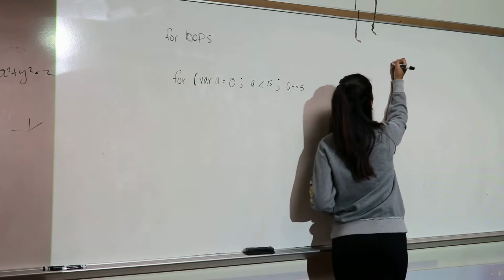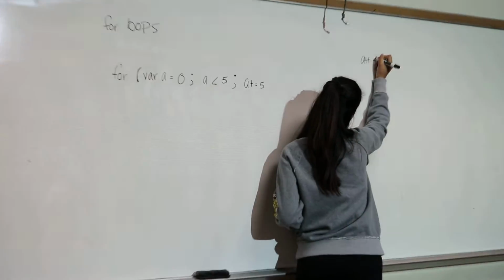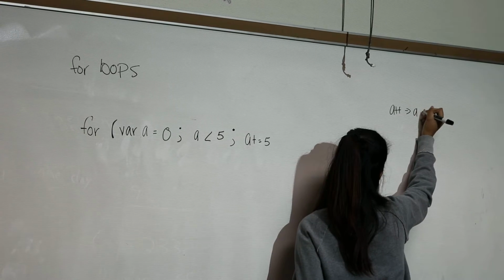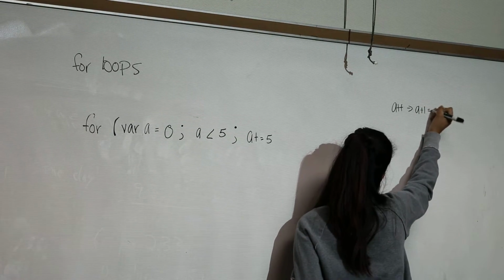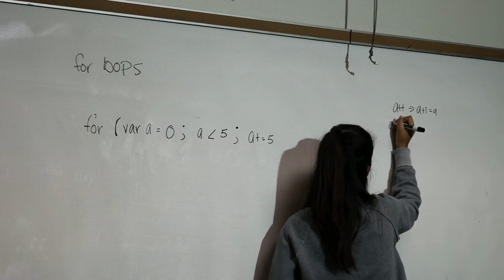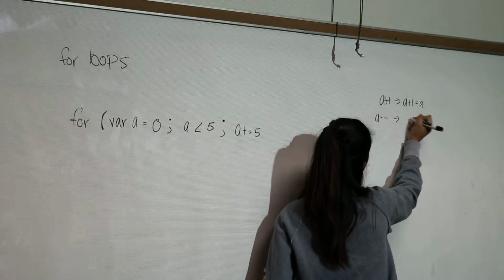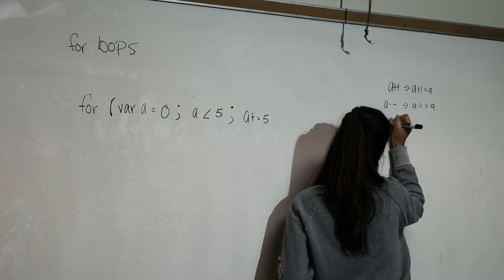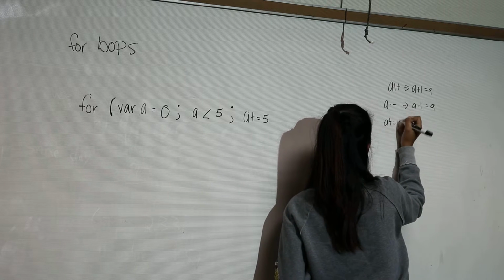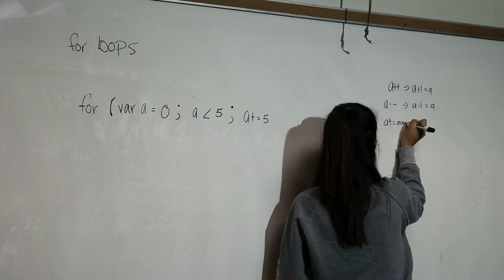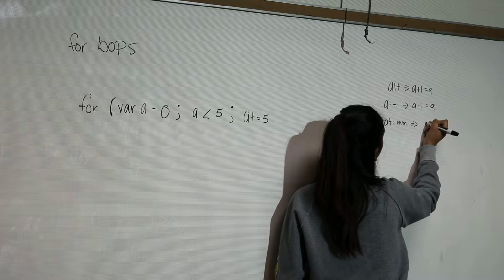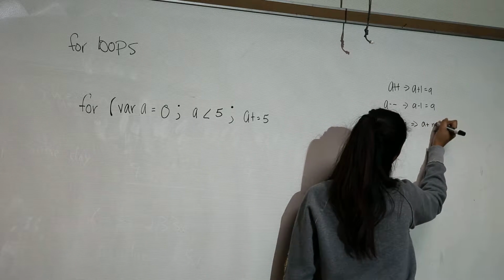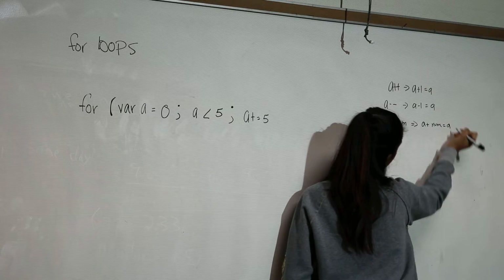So A plus plus means it goes up by 1, which is just equal to A plus 1 equals A. A minus minus is A minus 1 equals A. A plus equals 5, or any number, just call it number, is equal to A plus number equals A.